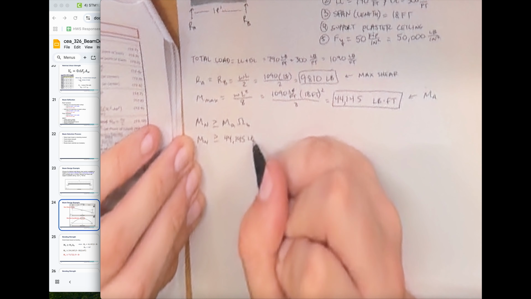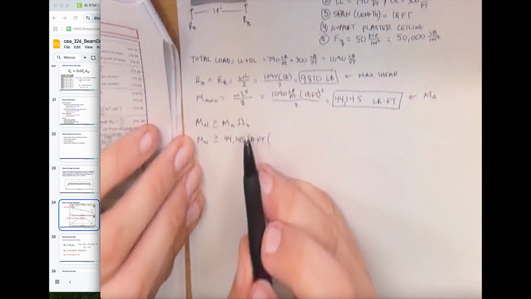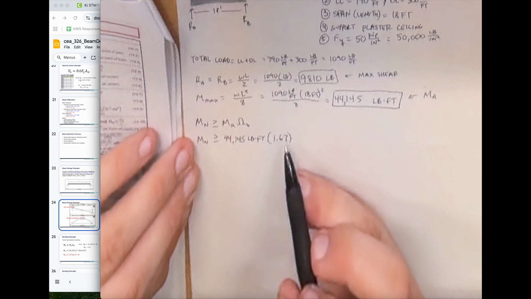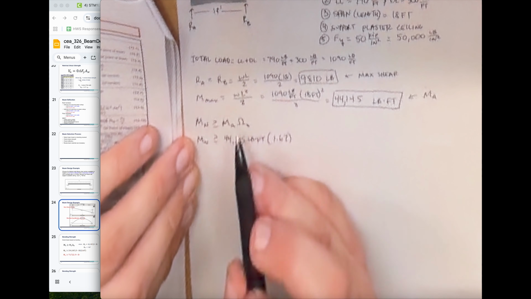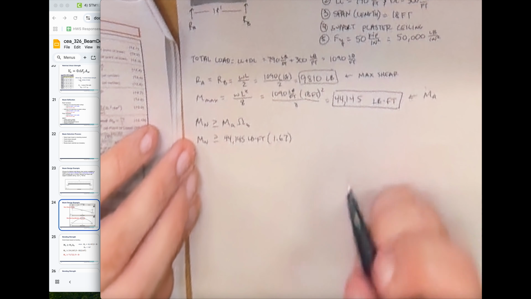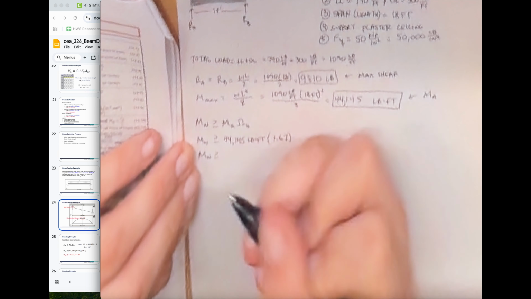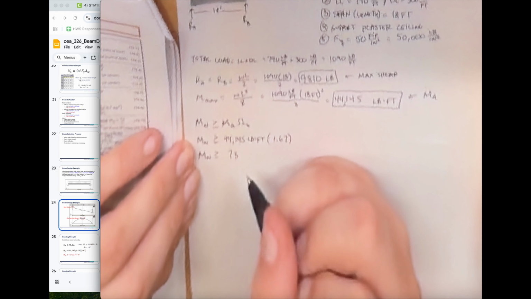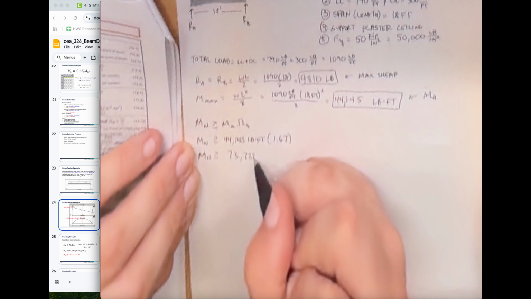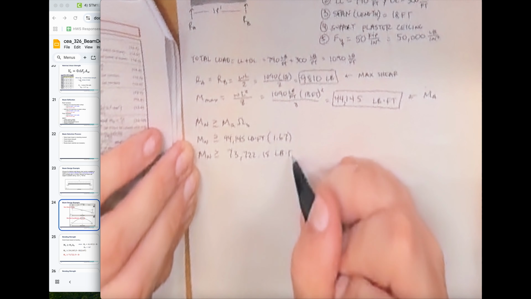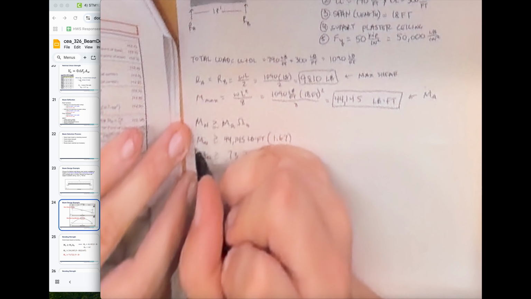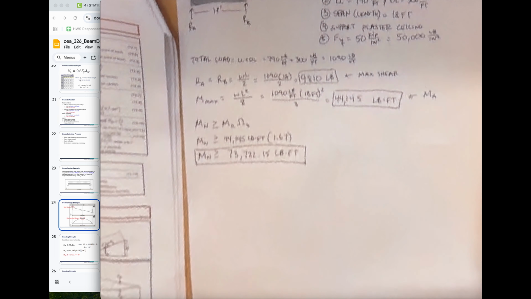And so that's going to be 44,145. And then this is pounds times feet, it's the unit. And we're going to multiply that by the safety factor, which is unitless. Please do remember, as mentioned in the notes, the safety factor for this course, unless otherwise specified, is going to be 1.67 for our bending moment safety factor. Now, moving on, we can evaluate this. So if we now take 44,145 multiplied by 1.67, we can find that the nominal bending moment is this value right here, 73,722.15 pounds times feet.